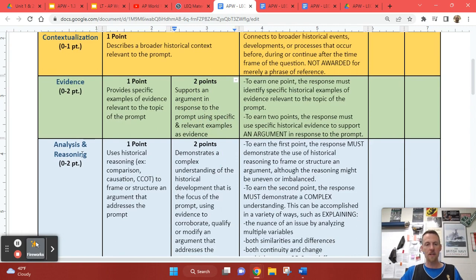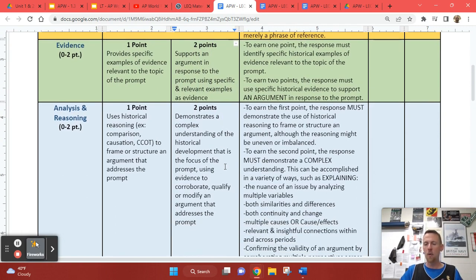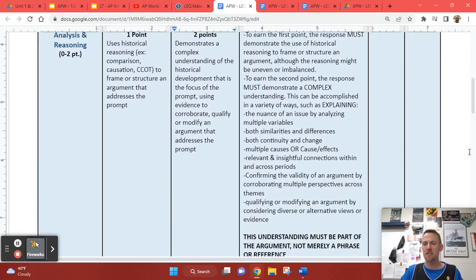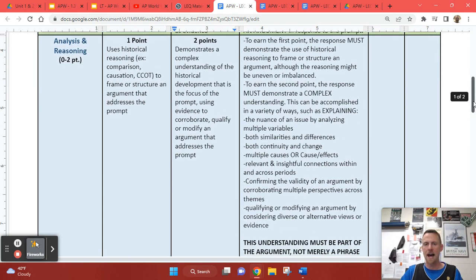And then our last one is analysis and reasoning, where in a DBQ, these can be somewhat challenging, and in LEQ, they're not as bad. So for 1 point, you're using historical reasoning skills, so things like comparison or causation, change over time, or continuity to help frame the idea.